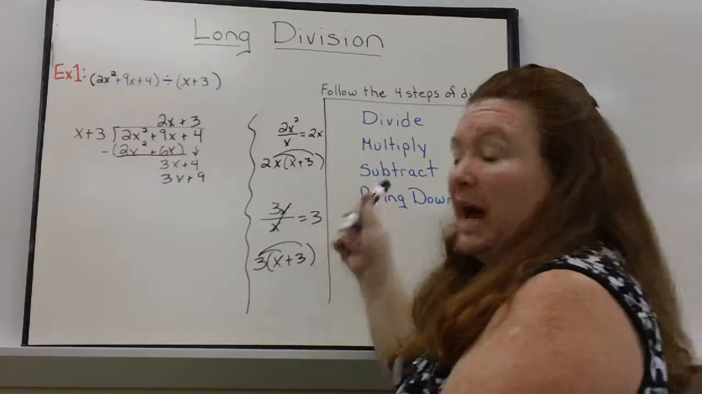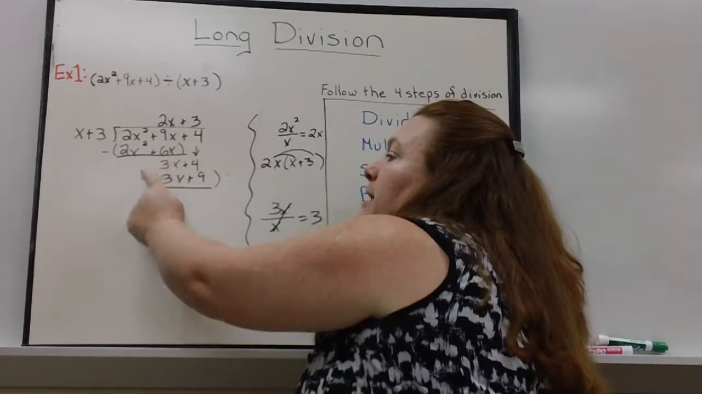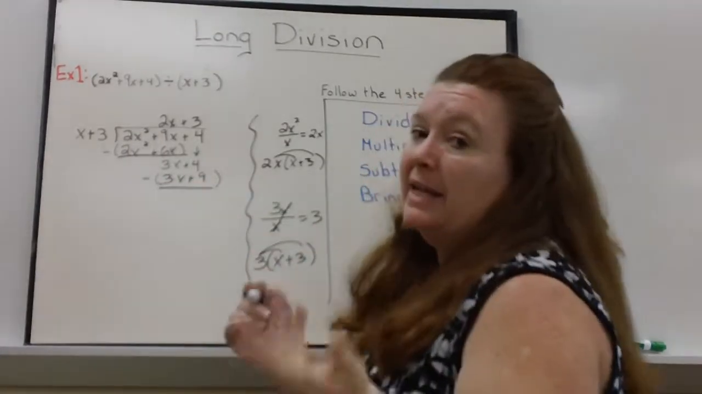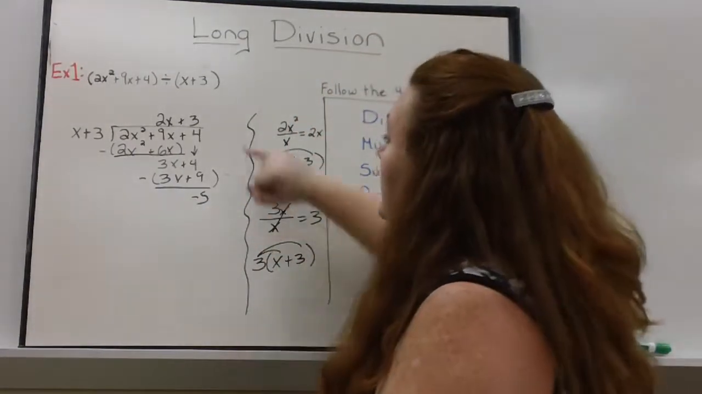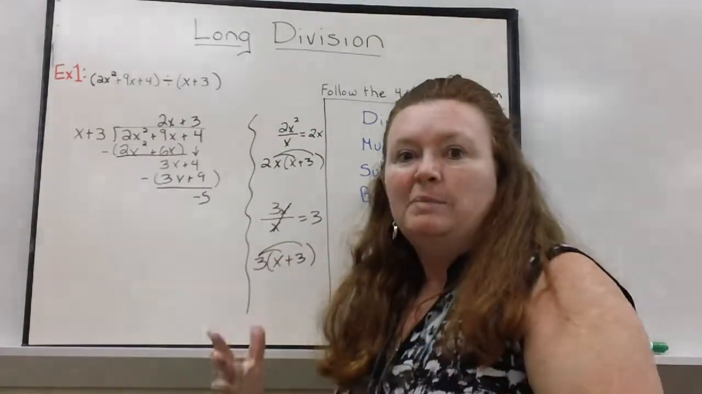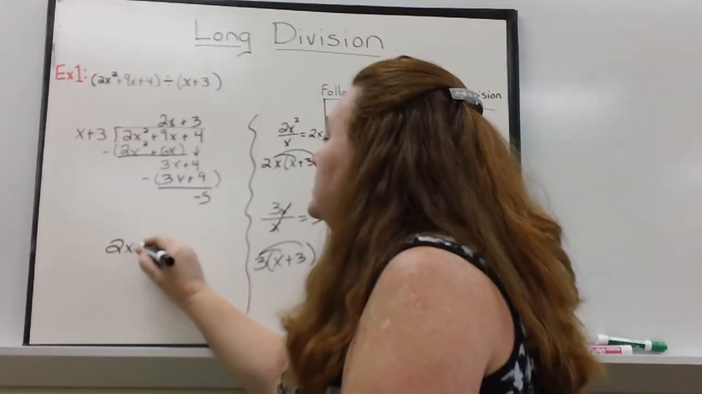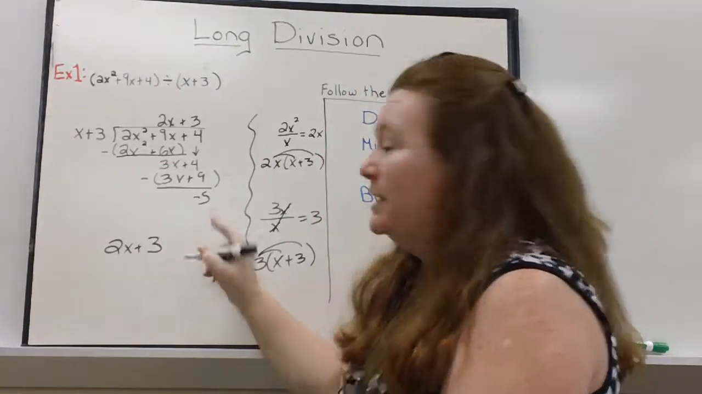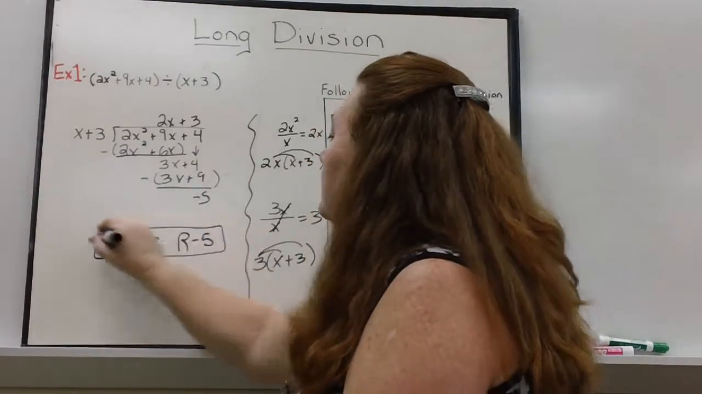Now I subtract. When I subtract, remember, use parentheses. 3x minus 3x is 0. 4 minus 9 is negative 5. And that can happen. You can get a negative 5. Last step, bring down. I have nothing left to bring down, so I'm done. The final answer is I get 2x plus 3, but I have a negative 5, and that is called your remainder. So I'm just going to write remainder, negative 5, and there we go.